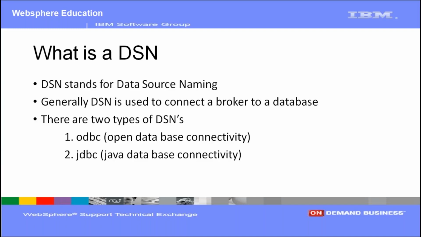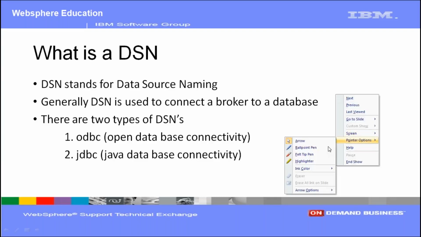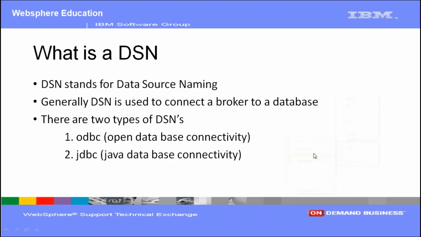Okay. So let's see what a DSN is. DSN stands for data source naming. Generally, you use DSN to connect a broker to the database. And there are two types of DSN. One is ODBC, which stands for Open Database Connectivity. Second is JDBC, which stands for Java Database Connectivity. The difference between ODBC and JDBC is very simple. ODBC connectivity is open to all.